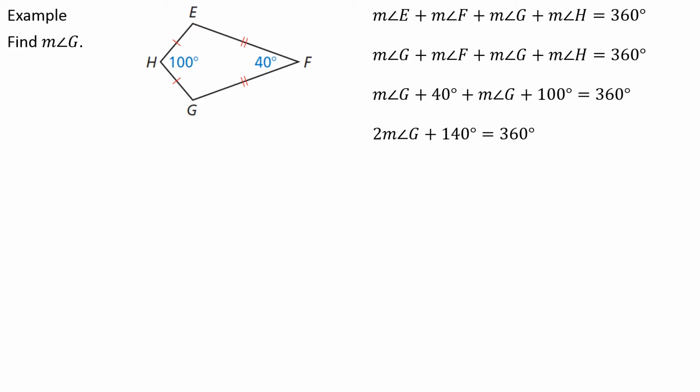Now to isolate the variable, I need to subtract 140 from each side. So 360 degrees, subtract 140 degrees, makes 220 degrees. Now to isolate the variable, let's divide both sides of the equation by 2. So I now know that the measure of angle G is 110 degrees. And if they'd also asked about the measurement of angle E, it would also be 110 degrees.